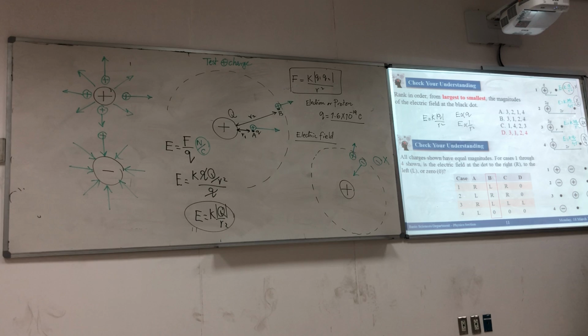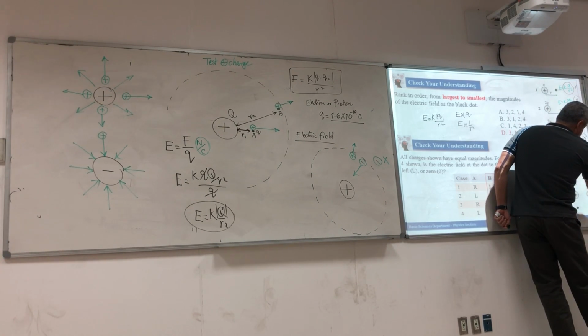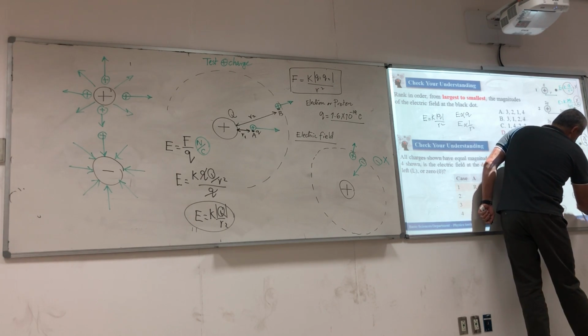Is it clear, guys? In the second question, we have to prove this one. All the charges shown have equal magnitude. Four cases, 1 through 4, show the electric field at the dot: to the right, to the left, or 0. Just take this one. Always, to find the electric field, we assume a positive charge at that point. Assume you have a positive charge. Here this one is positive. I will put positive here, positive here, and positive here.